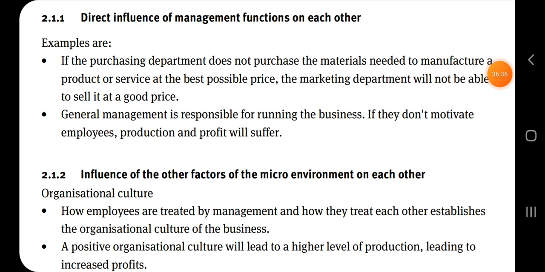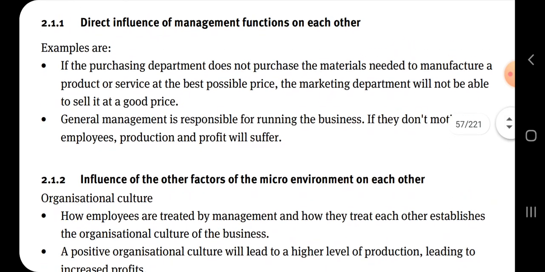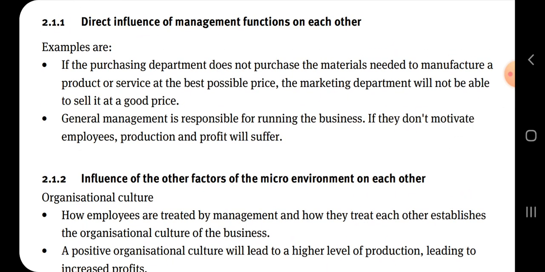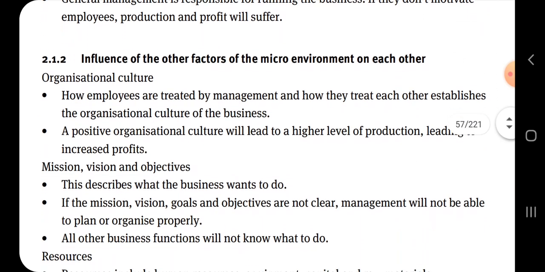So these 8 business functions also have a direct influence on each other. If the general manager slacks and general management does not do its job, other departments will suffer because they depend on general management to stay motivated. You see, so that is how the different functions depend on each other. Like if the purchasing department does not purchase the material needed for manufacturing, the production department will suffer as well because they will not be able to produce.